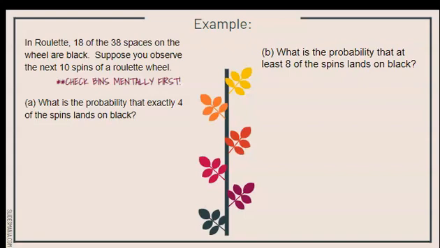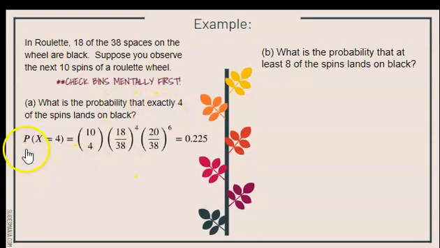Okay. I, independent, is each spin independent? Yes, it is. And do I have a clear number of trials? Yes, it says 10 spins. And then probability of a success, the same. Well, 18 out of 38 is the number of black on the wheel. Okay, so BINS works. So I need to think through my formula.